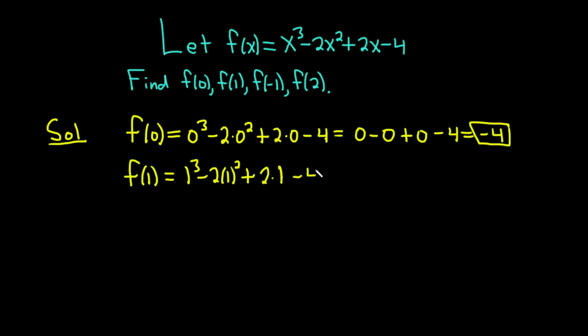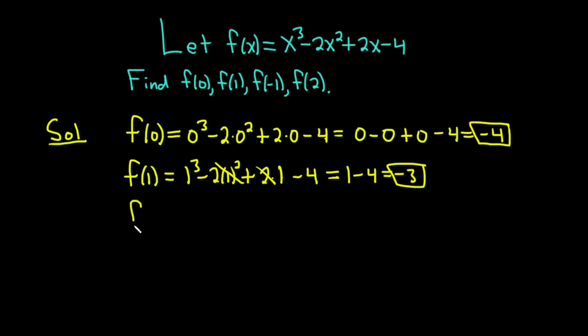And then minus 4. This is equal to, well, 1 squared is 1, so this will be minus 2 plus 2, so these will cancel. We end up with 1 minus 4. That's because 1 cubed is 1. And 1 minus 4 is negative 3. So f of 1 is equal to negative 3.